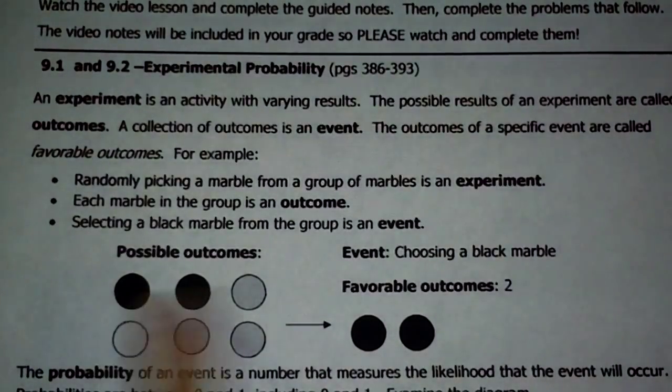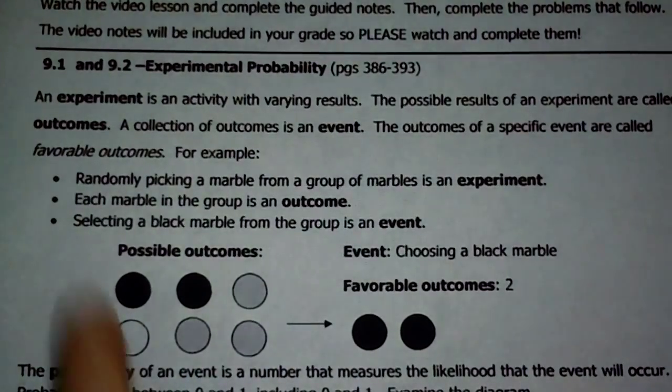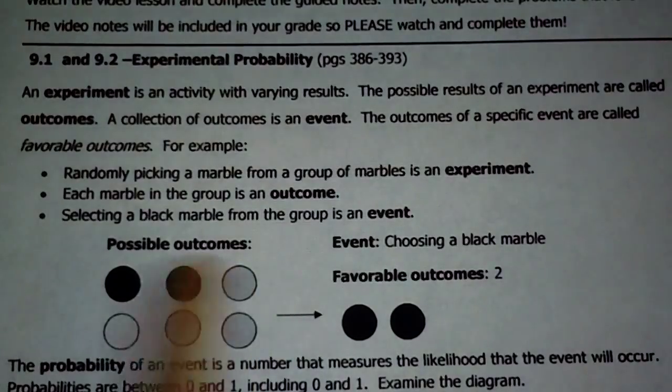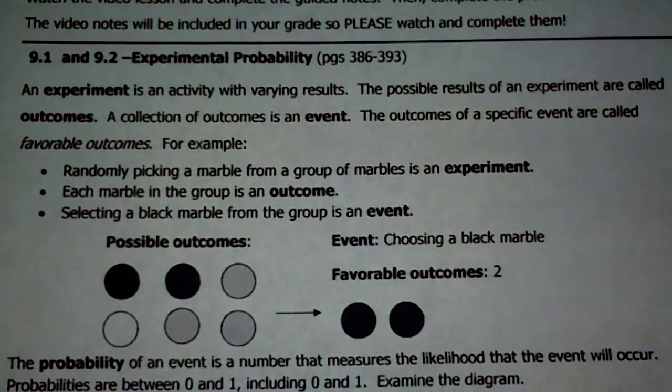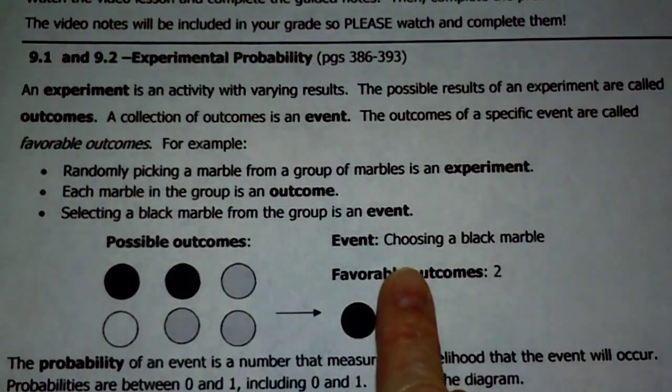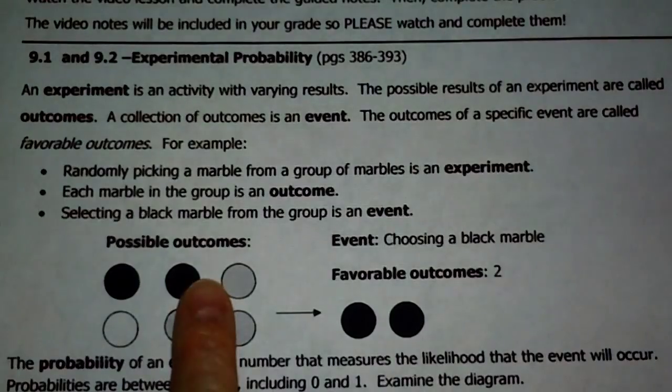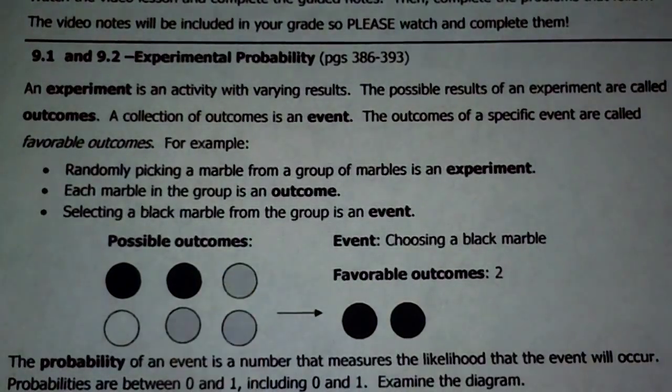So take a look here. Let's say there are 6 marbles in a bag. There are 2 black, 3 gray, and 1 white marble. These are all the possible outcomes because those are all the marbles in the bag. The event that I want is to choose a black marble. And in looking at this bag, the favorable outcomes are 2 because there are 2 black marbles. So hopefully all those words make sense.